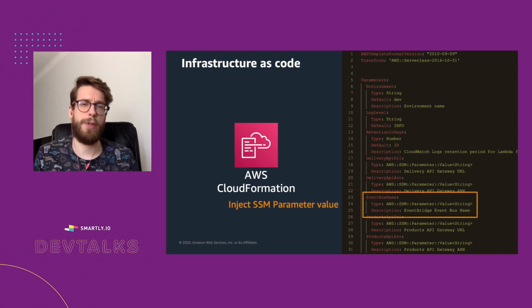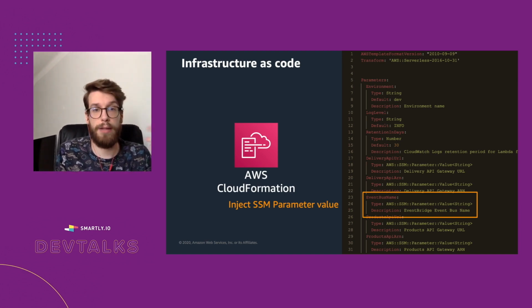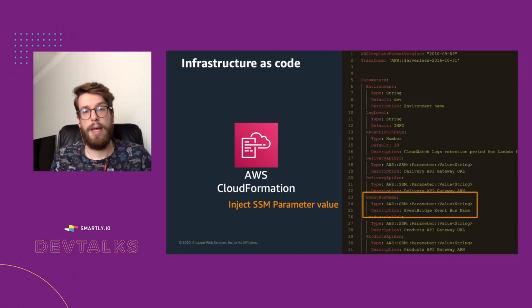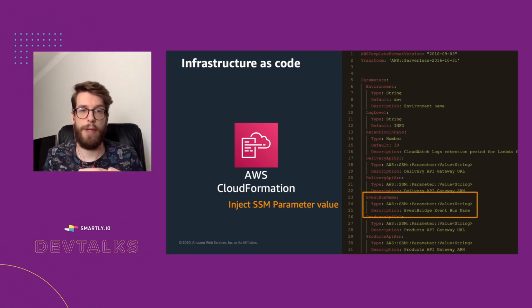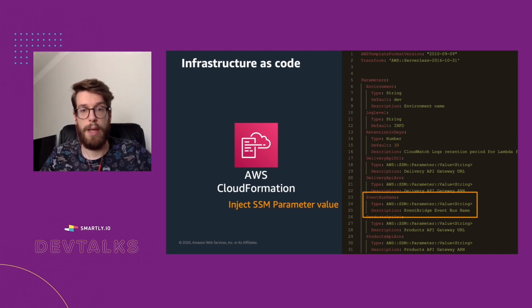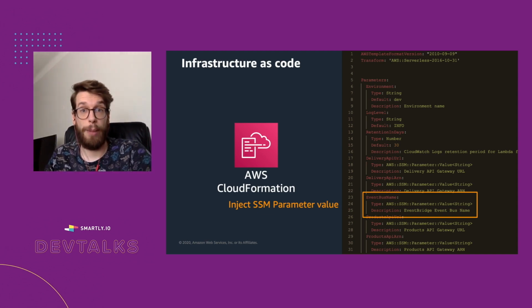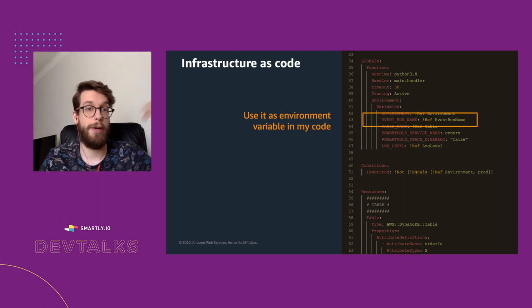In this case, for example, if you look at the event bus name parameter, it has a type of AWS SSM parameter value. That means that when I'm doing the deployment, I just need to pass the name of the parameter. I don't need to pass the value. And CloudFormation will take care of resolving the value from the name so that I don't need to do it myself. So I can just pass the name and then change it based on environment and so on, and it will get translated at deployment time. And then from that, I can use it as an environment variable in my code.